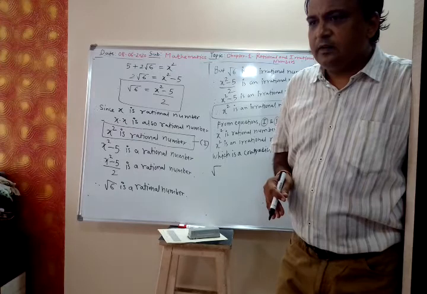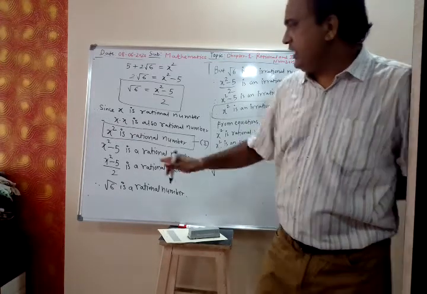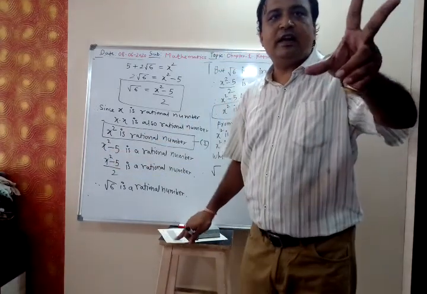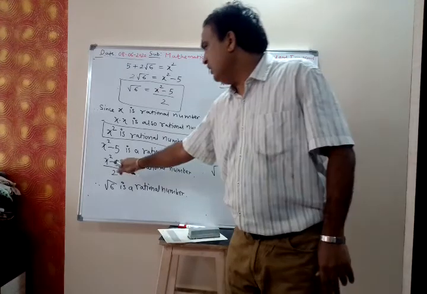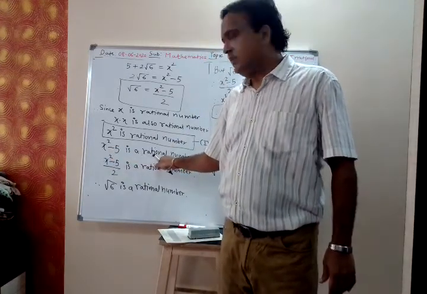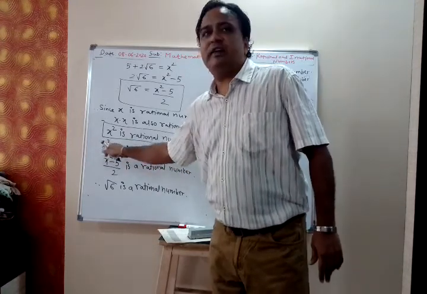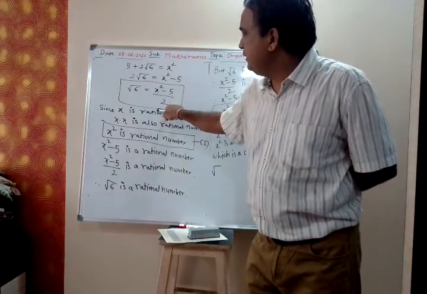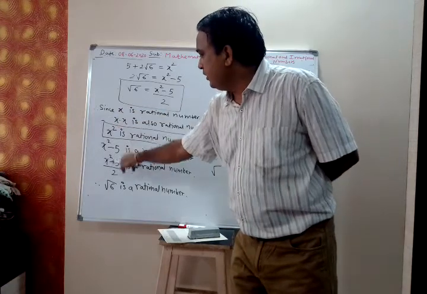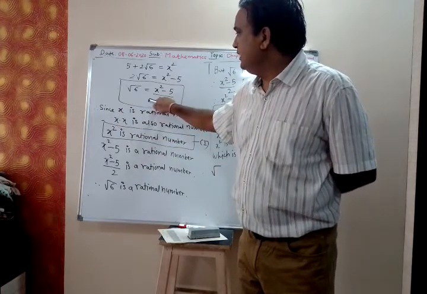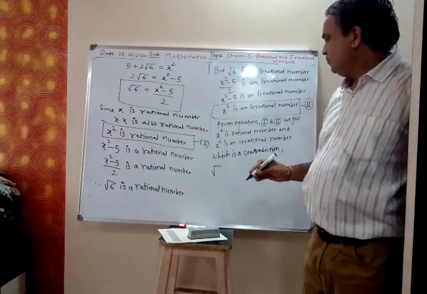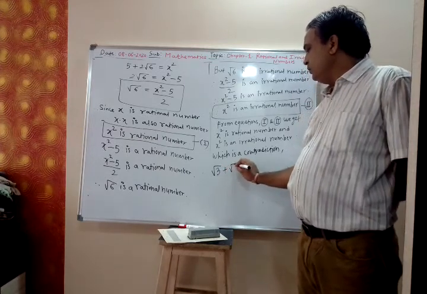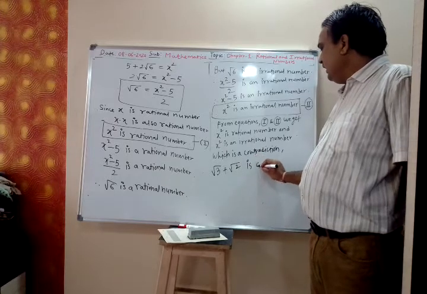Sir, why have you written x square minus 5 is a rational number? Because x square is rational and 5 is rational, their subtraction will also be rational, because there will not be any square root anywhere. Why are you subtracting? Because we want to get x square minus 5 by 2. This term we want to get from x, so that this term I can write as root 6. So therefore, root 3 plus root 2 is an irrational number.